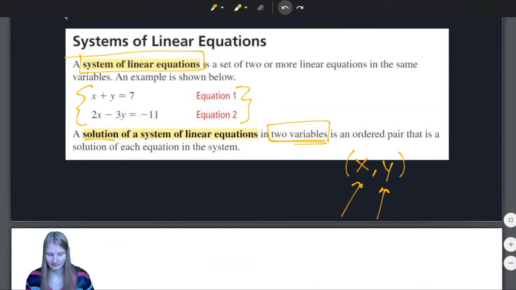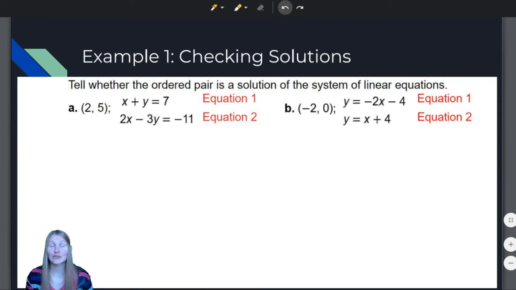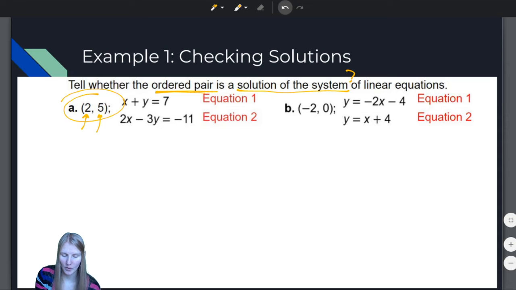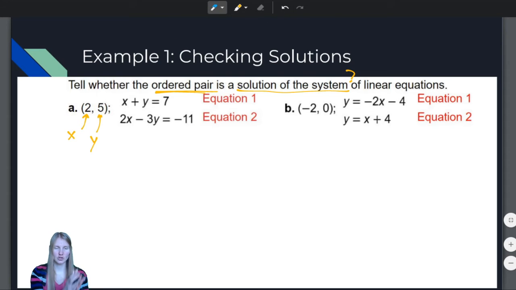Okay, so let's go ahead and see our first example of chapter 5. Checking solutions. So this was part of our success criteria. We want to check the solutions for a system of linear equations. So what we're going to do is take the point that they give us, and we want to know, is this ordered pair a solution? Is this point a solution to this system of equations? I know that in ordered pairs, x comes first and y comes second. So x is 2, y is 5.